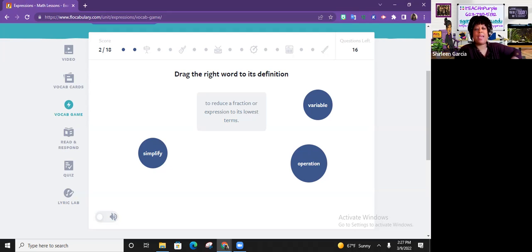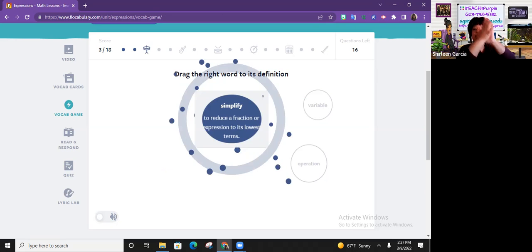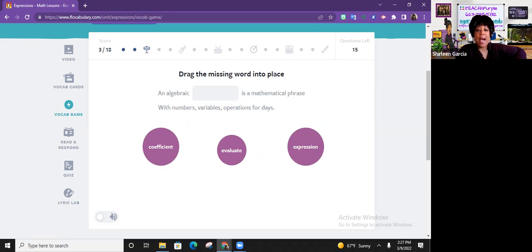Yes, simplifying. That's about all we can do with expressions. We cannot solve them because they do not have equal signs. So if they have like terms, we can combine them, which makes it come down to its lowest terms, and that's called simplifying. Good job. Yes, yes, yes. All right. An algebraic blank is a mathematical phrase with numbers, variables, operations for days. Is that a coefficient, evaluate, or expression?